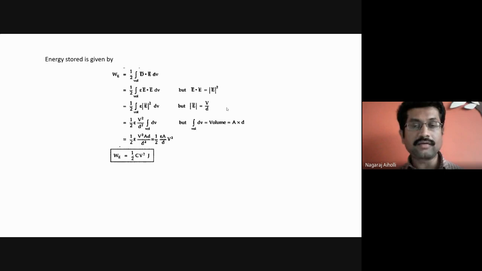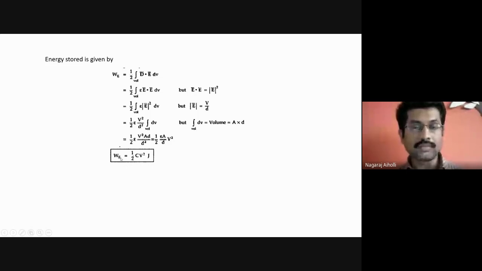Therefore, the volume integral dv is nothing but A into d, that is area into distance. Okay, this gives the total volume. Instead of volume integral dv, substitute it as A into d. It is half epsilon V square by d square. Substitute that. This is further equal to half epsilon. Then here 1d and 1d cancel, so you get epsilon A by d V square, correct? 1d in the numerator and 1d in the denominator will get cancelled. We will be getting half epsilon A by d V square, right?